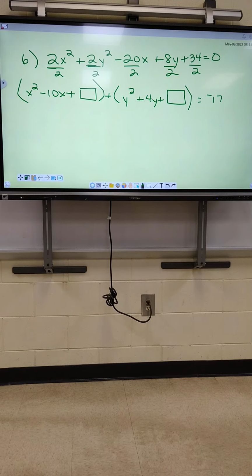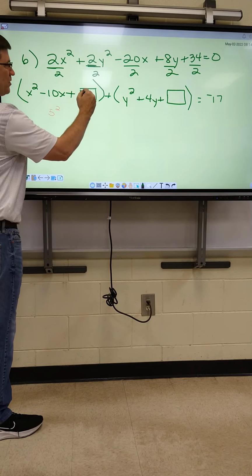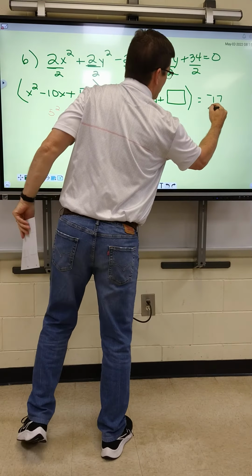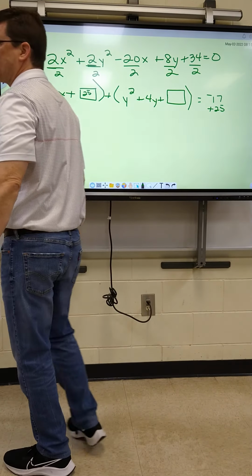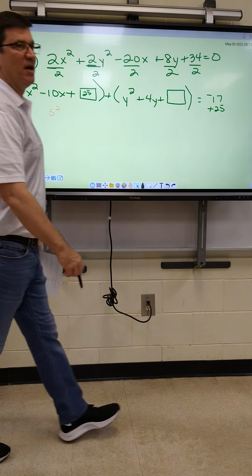All right, anybody got a question on number 6, how we started that? All right, so Balin, remind us how we fill in the box right here. What do we do? You remember? Half of 10 is 5, then square it. All right, so that's plus 25 there, plus 25 there. Whatever you add on one side, you got to add on the other. All right, now let's do the other one.